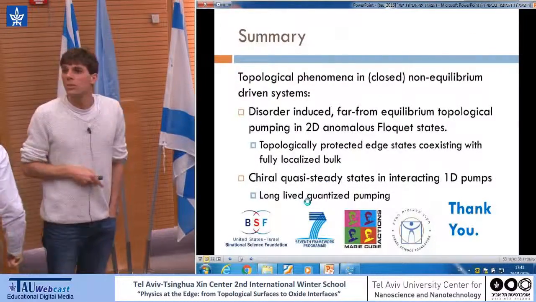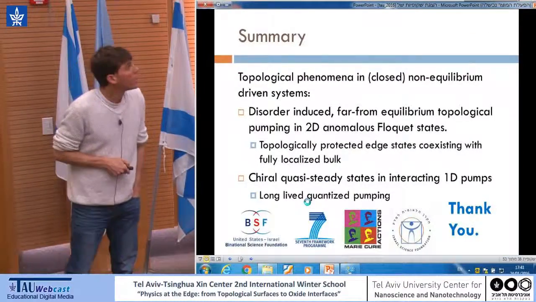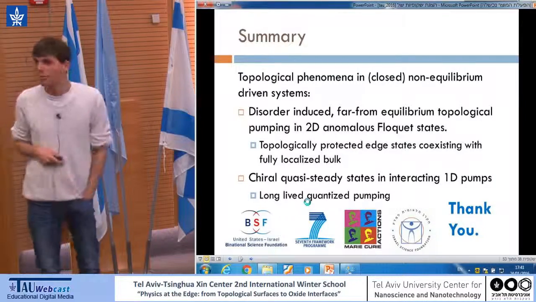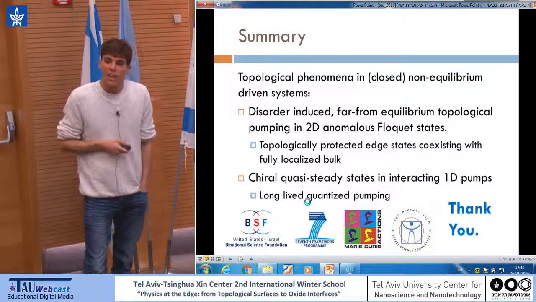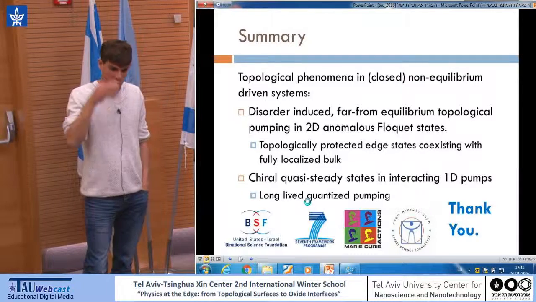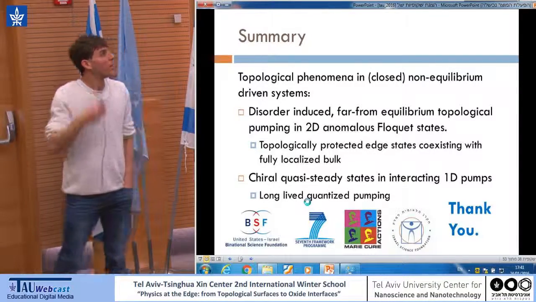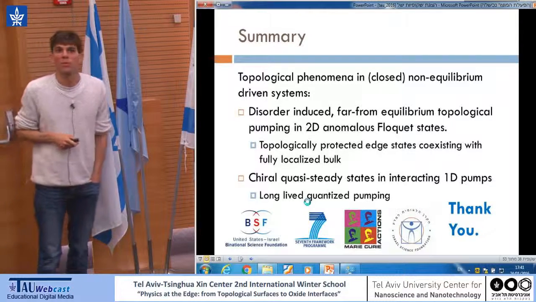Okay, so this is my summary. We've discussed two types of ways to get topological states out of equilibrium. There's a third situation which considers coupling to an external bath, and I'd be happy to talk about that with anyone that's interested.